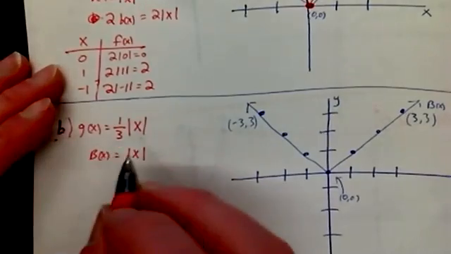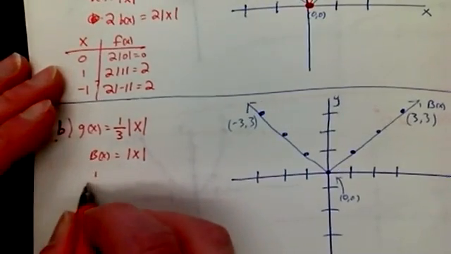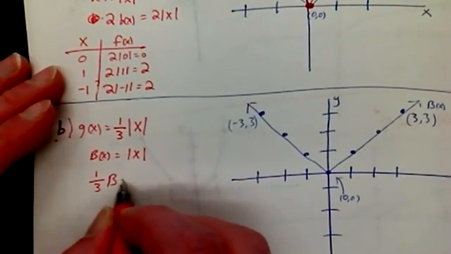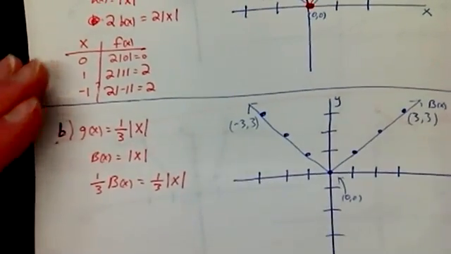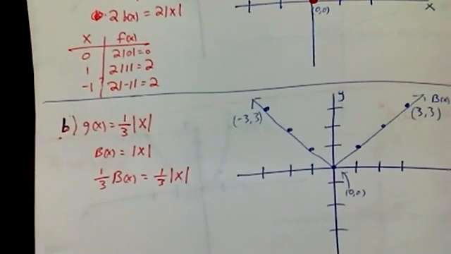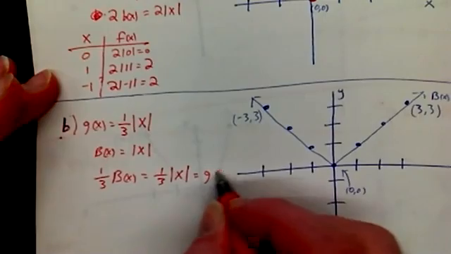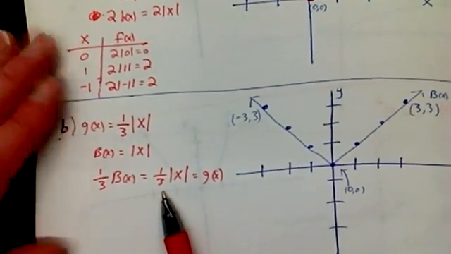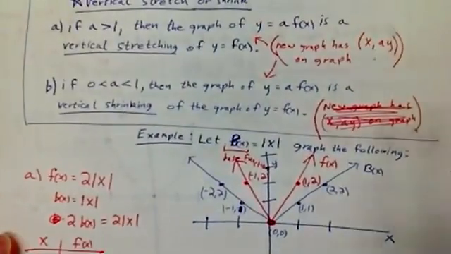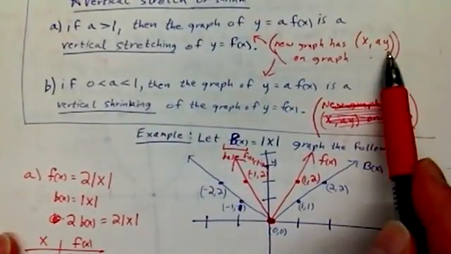The thing to realize here is that to get this, I need 1/3 times b of x. That will give me the thing we want the graph of, and that's our g of x. So what's going to happen? Well, according to what's up here, we're going to have a times y, 1/3 times each y value.